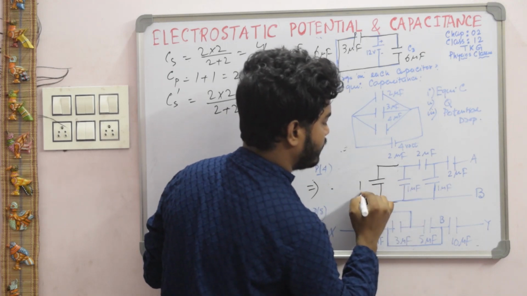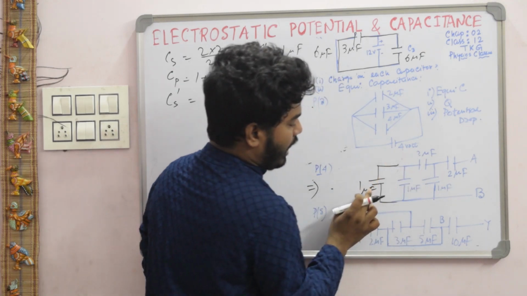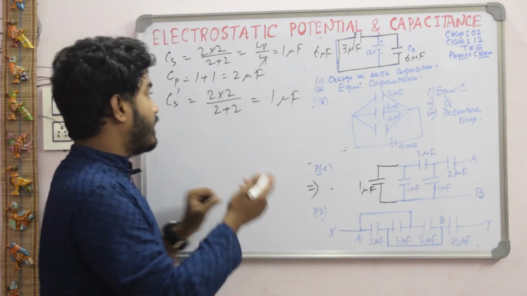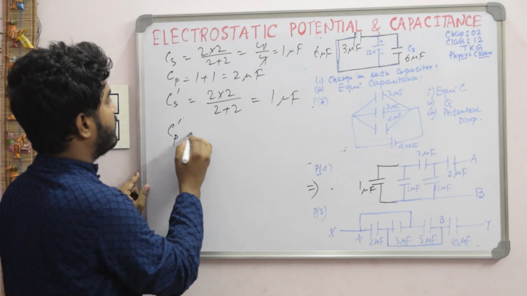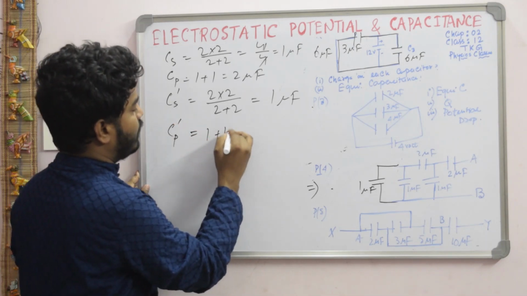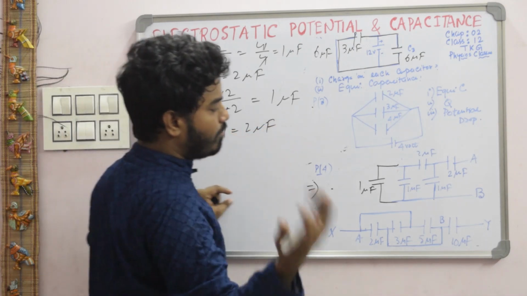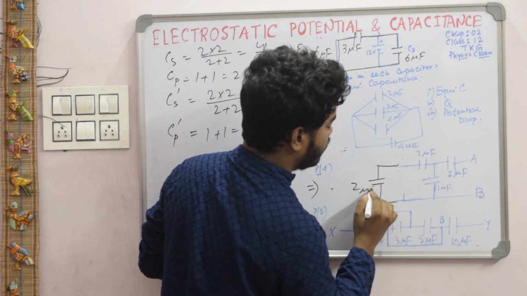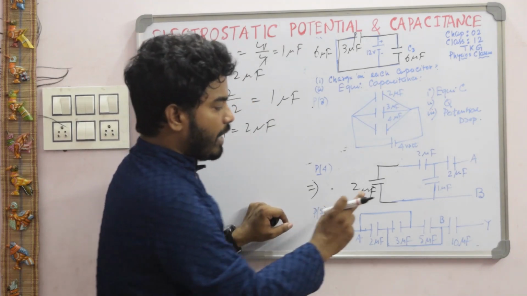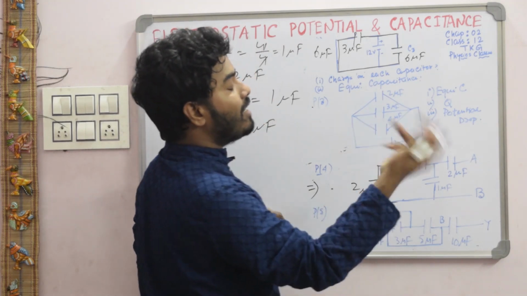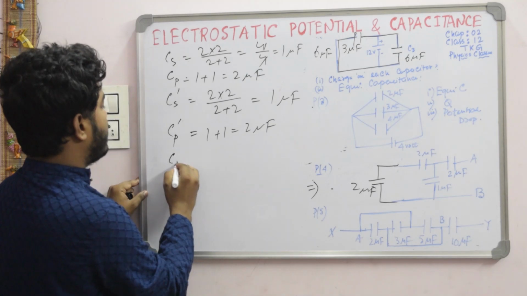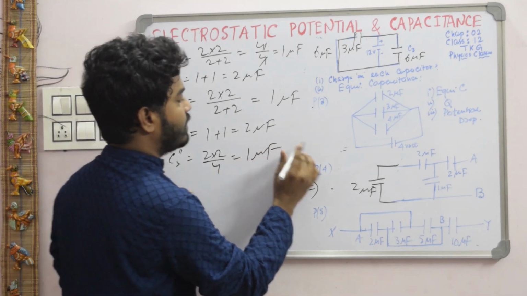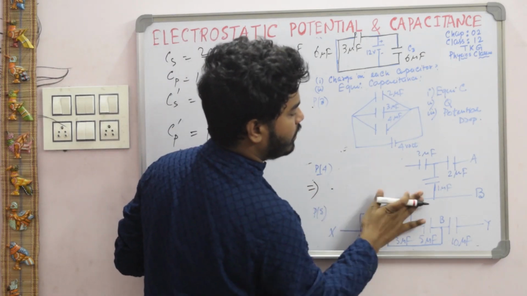So this part becomes 1 microfarad. Same, this 1 microfarad and again this 1 microfarad are in parallel combination. So the equivalent capacitance, that is 1 plus 1 is equal to 2 microfarad. Simplify. So this part becomes 2 microfarad. Now this 2 microfarad and this 2 microfarad are again in series combination, so the equivalent capacitance will be 2 into 2 divided by 4, that is 1 microfarad. So this part becomes 1 microfarad.